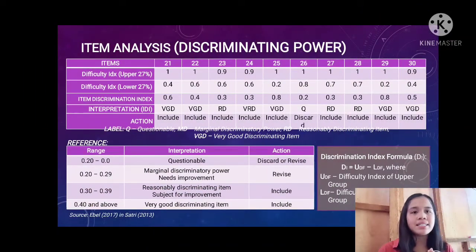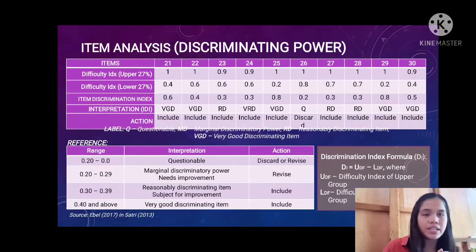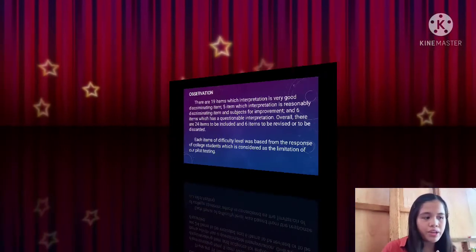For the last 10 items 21 to 30, item 26 is to be revised or discarded because it has a questionable discriminating power, and items 23 and 24 are reasonably discriminating power which is subjected for improvement, and the remaining are very good discriminating power which is to be included.